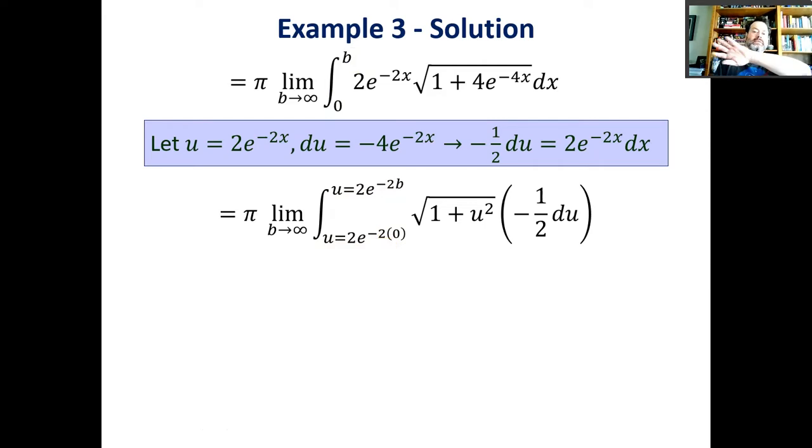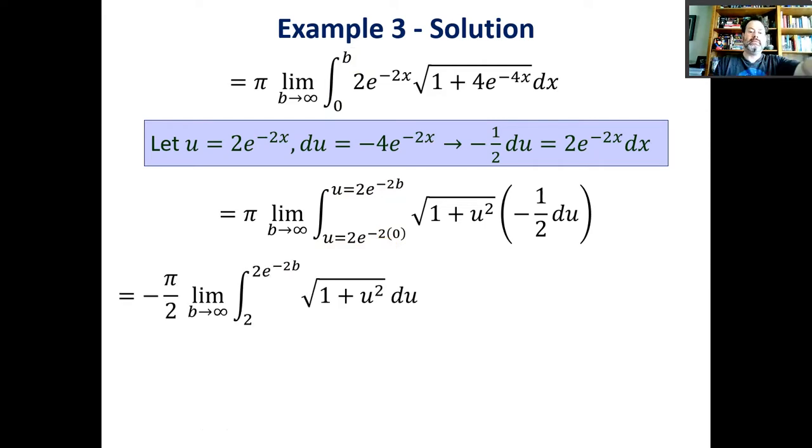And then I distribute the negatives, and the negative 1/2 I distributed and pulled it to the front. So I have square root of 1 plus u squared du. This lower limit, e to the 0 power is 1. 2 times 1 is 2. And this, I just leave it alone. I can't simplify it, so I just leave it alone.